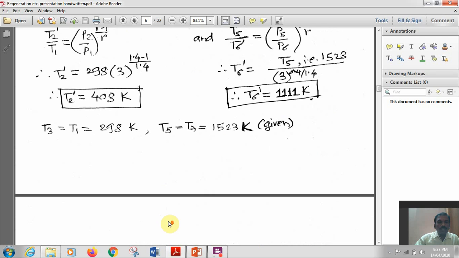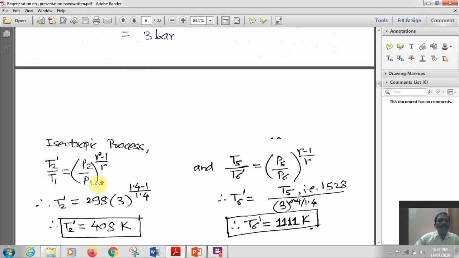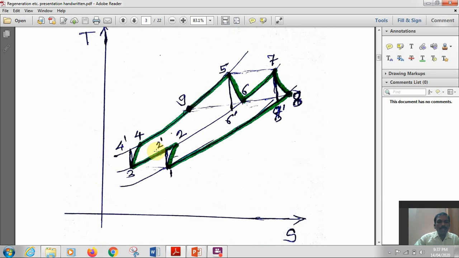If you see here, the intermediate pressure is calculated. T2 dash upon T1 is equal to P2 by P1 raised to gamma minus 1 upon gamma. So you will get this ideal outlet temperature. Same way you have to get all these ideal temperatures. First of all, I will tell you how to get the actual temperature. Then the isentropic efficiency of the compressor, that concept, that definition you will use.